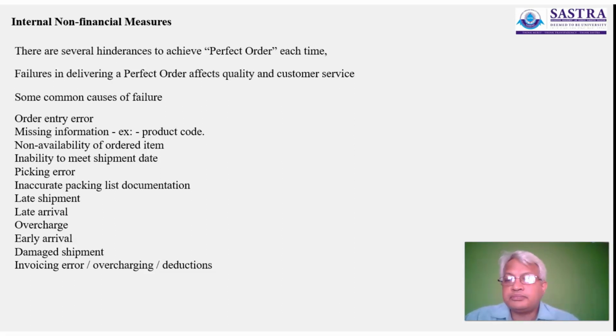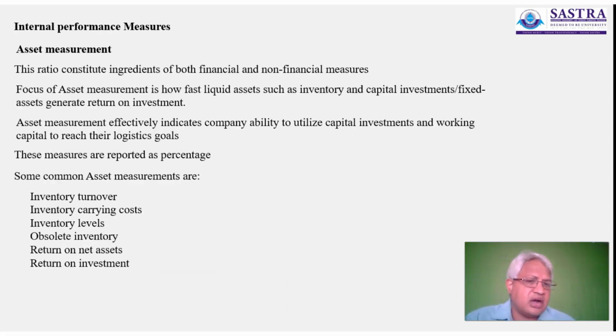So inaccurate packing list documentation, late shipment, late arrival, overcharging, even early arrival, damaged shipments, invoicing errors, all these are common causes of failure in delivering a perfect order. So if there is a failure in quality, then we need to know that some mistakes at this level have happened. If there is a failure in customer service, then we know where errors can occur.